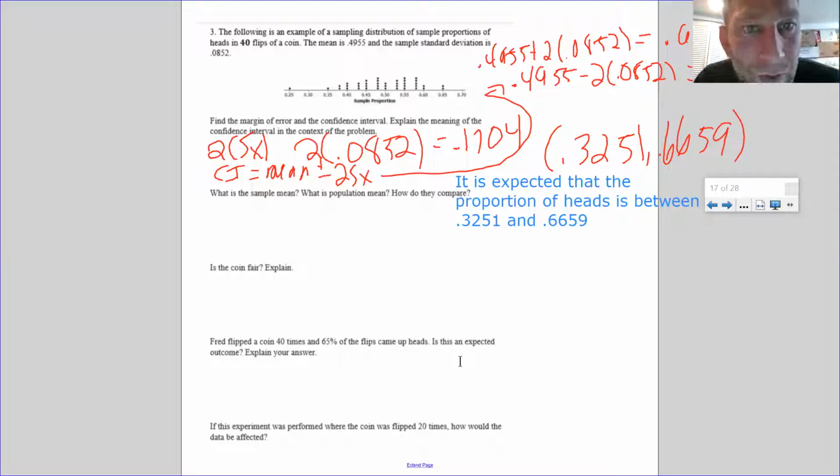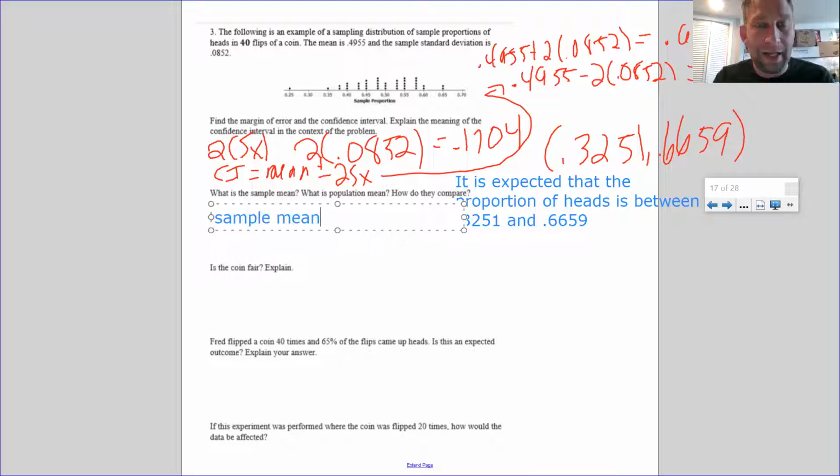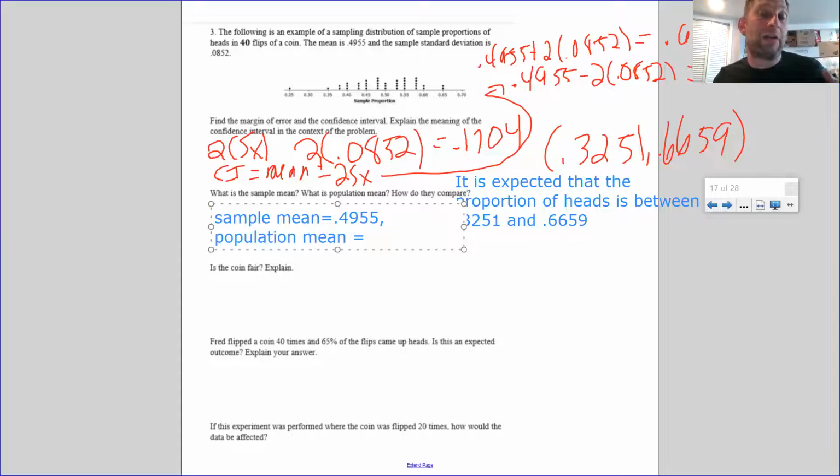What does the sample mean? What does the population mean? How do they compare? I can probably type this. The sample mean is the mean from the sample, which we said was 0.4955. The population mean, well, that's the theoretical probability. What's the probability of getting heads? It's 1 out of 2, which is 0.5. All right, the population mean, there's 2 possibilities. There's heads and tails. There's 1 heads, 1 out of 2 is 0.5.